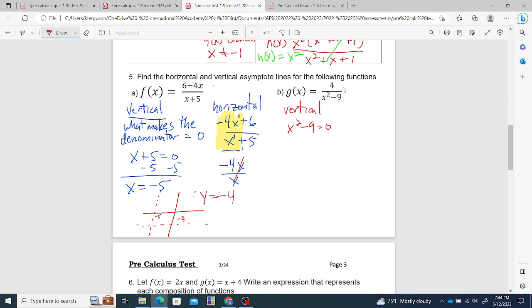Say it. It's the difference of squares. Thank you. Why don't you want to say it? You want to say it too? Okay. So that's the difference of squares.